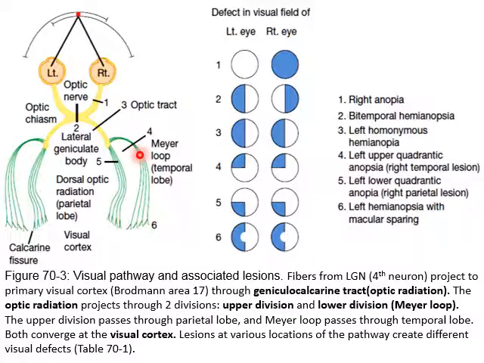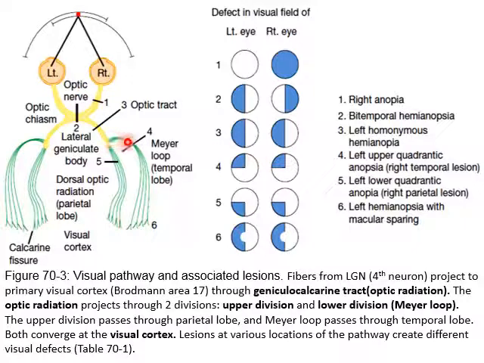When you have damage affecting the Meyer's loop, you will get left upper quadrantic anopsia. Why is this happening? The Meyer's loop is the lower division of the optic radiation, and what is in the lower division sees what is present in the upper part of the visual fields. So since this is the right Meyer's loop, it sees everything on the left in the upper quadrant.